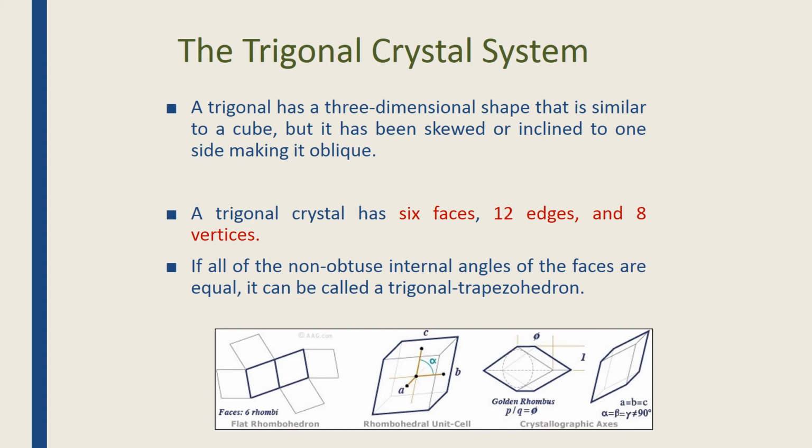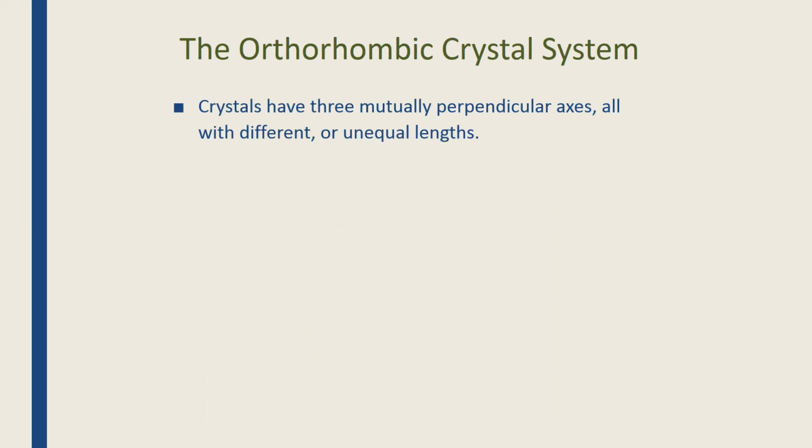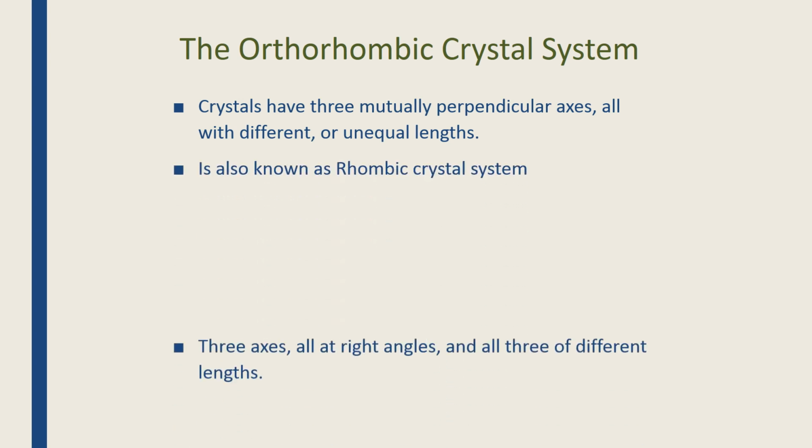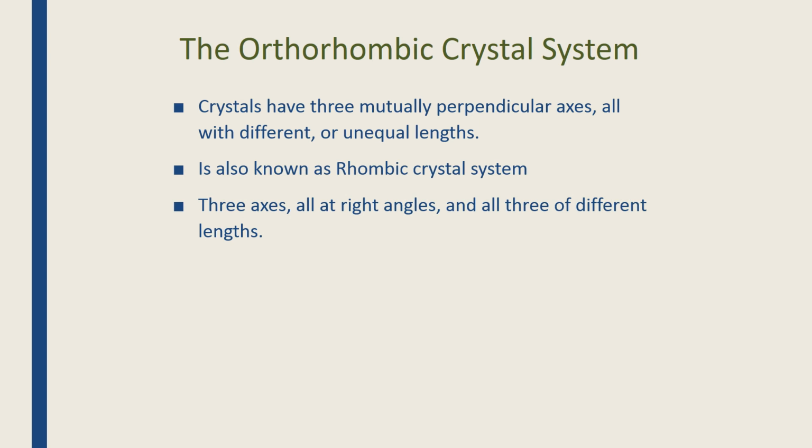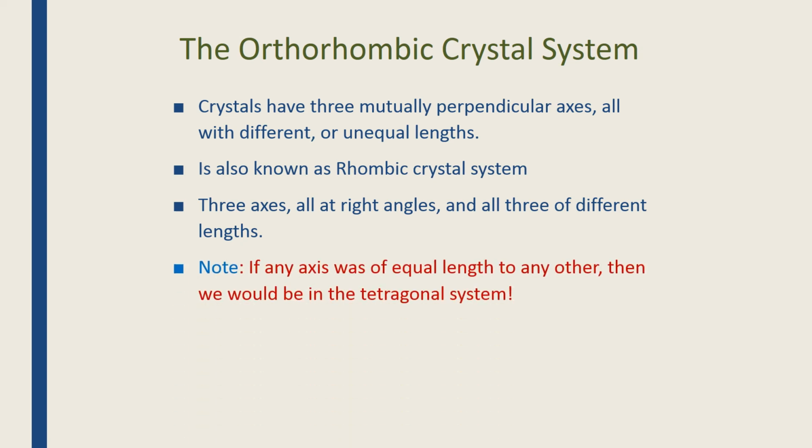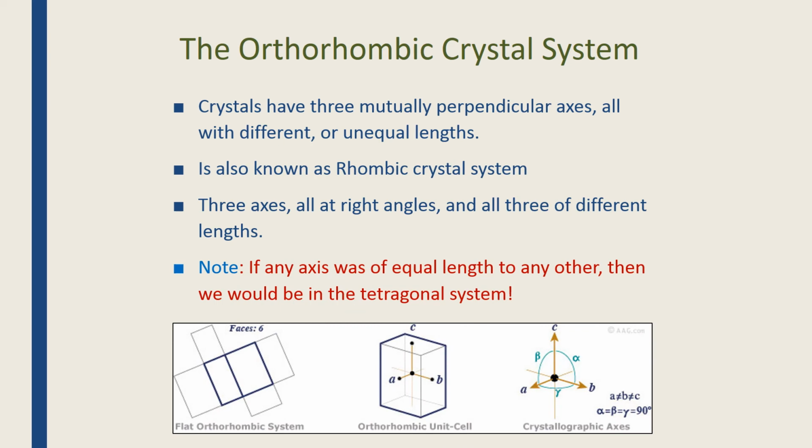A equals B equals C. Orthorhombic crystal system, also known as the rhombic system, has 3 axes, all of them at right angles and all 3 of different lengths. So A doesn't equal B, doesn't equal C, but the angles between them are equal, which is 90. If any of these axes were of equal length to another, then we would go to the tetragonal system. Here is a figure that shows the orthorhombic system. We have the orthorhombic unit cell in the middle, the axes on the right, and the flat shape.